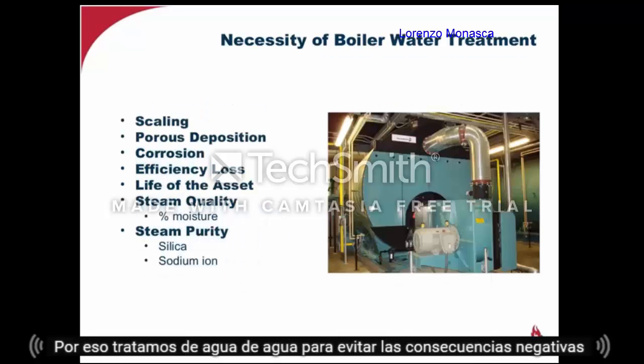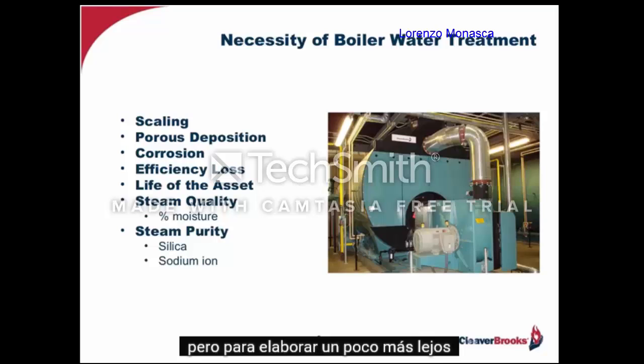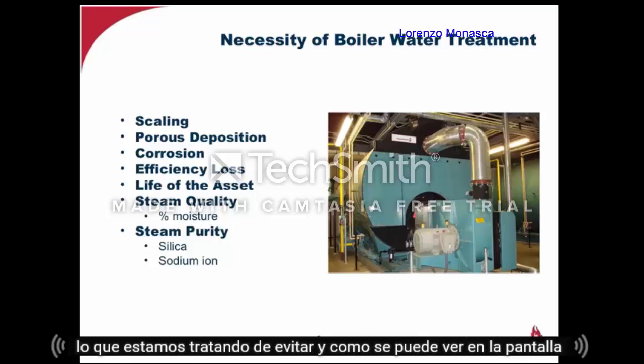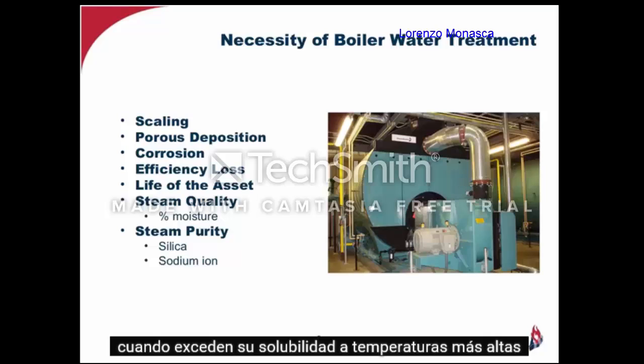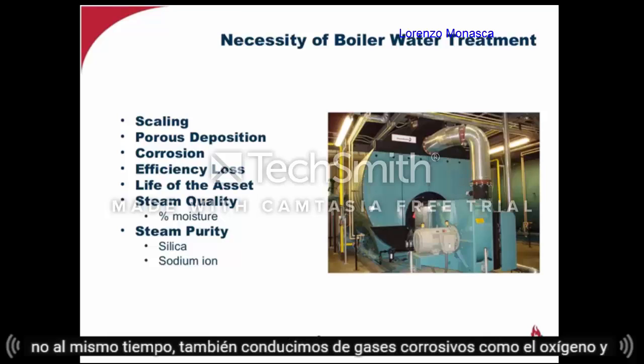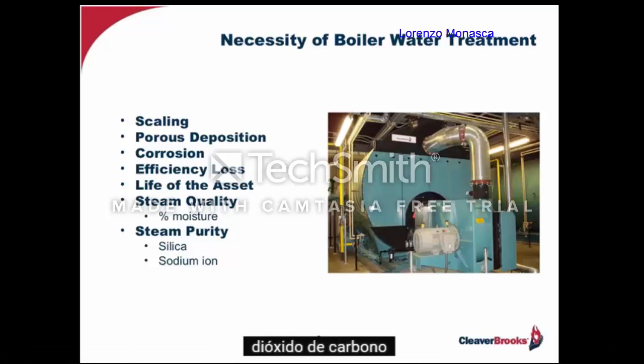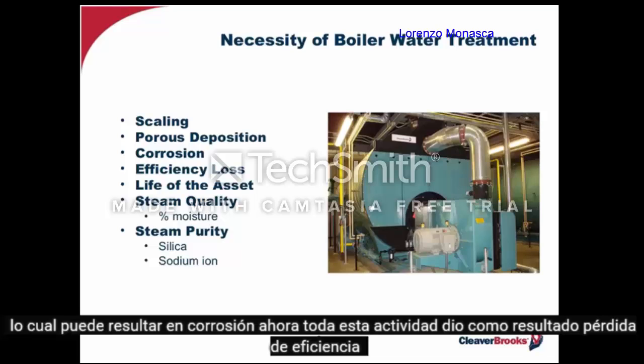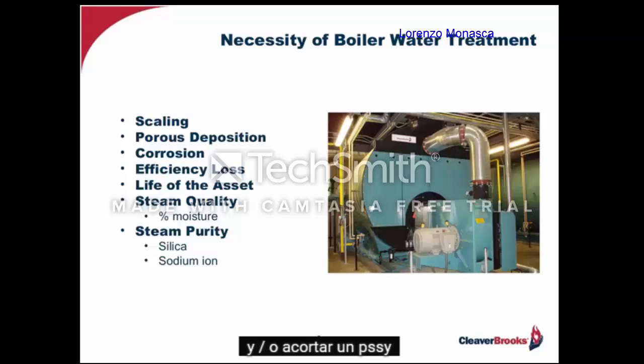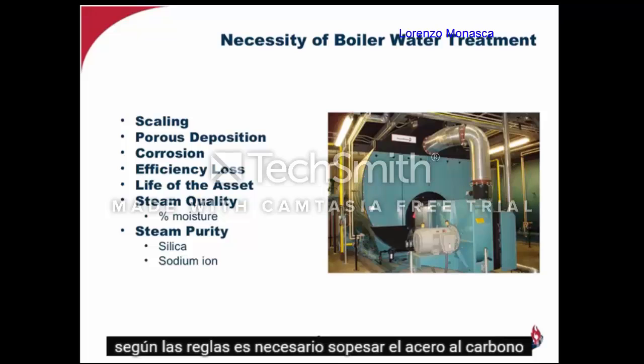Now, I mentioned why we treat boiler water to avoid the negative consequences, but to elaborate a little further, what we are trying to avoid, as you can see on the screen, is the formation of scale and sludge accumulating on the heat transfer surfaces as the minerals fall out of solution when they exceed their solubility at higher temperatures. At the same time, we also drive off corrosive gases such as oxygen and carbon dioxide, which can result in corrosion. Now, all of this activity results in efficiency loss and or the shortening of the asset's life as corrosion eats away the carbon steel.